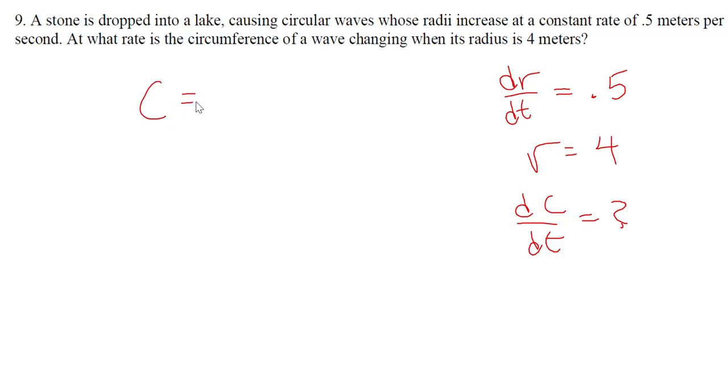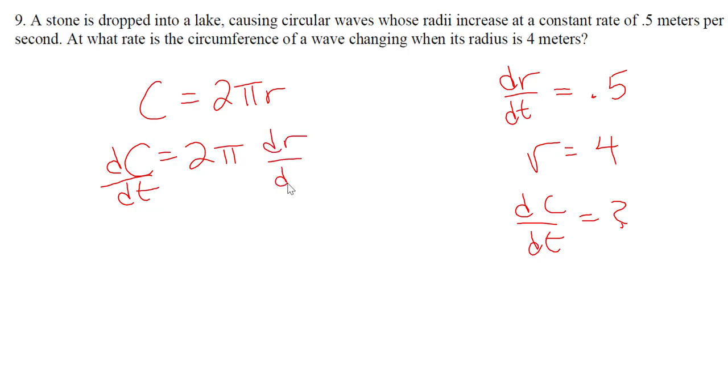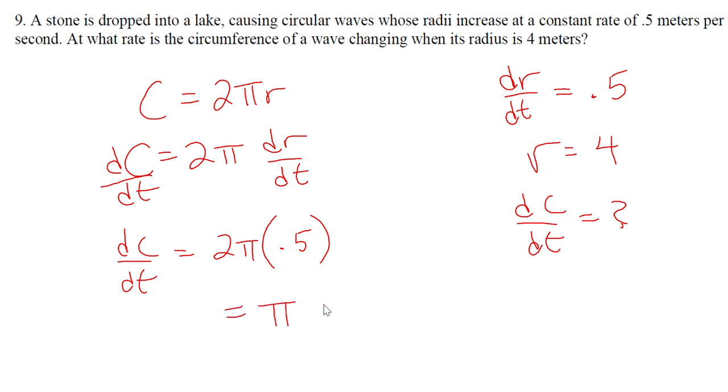The circumference of a circle is just 2 pi r. So when I take the derivative, dC dt is going to be 2 pi dr dt. So all we have to do to find dC dt is just plug in dr dt. We don't even care what the radius is. 2 pi times a half is just pi. So we have pi meters per second.